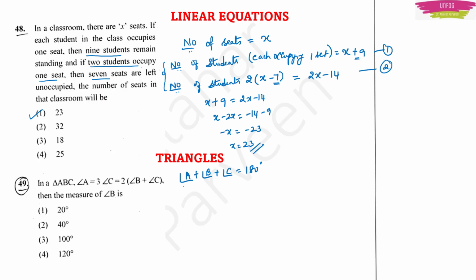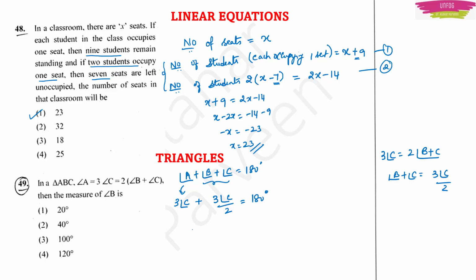Now they have given that angle A is equal to 3 times angle C. Plus they have told that 3 times angle C is equal to 2 times angle B plus angle C. So in this situation, angle B plus angle C will be equal to 3 times angle C by 2, right? So I will write it here, 3 times angle C by 2. This is equal to 180 degree.